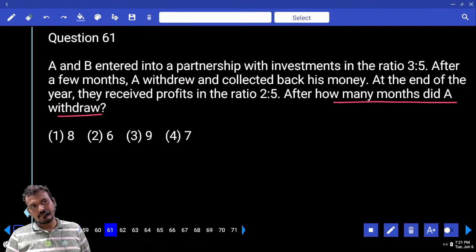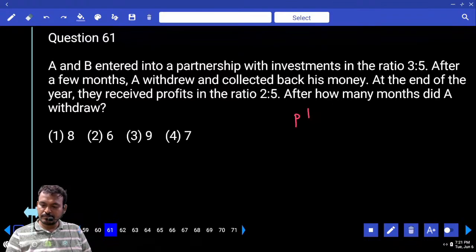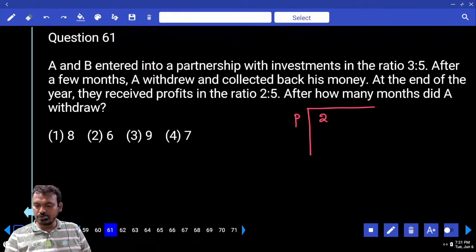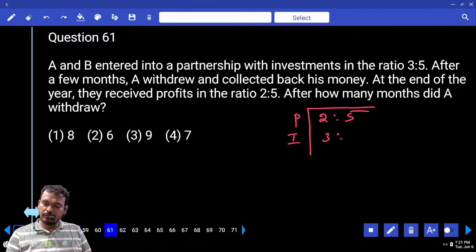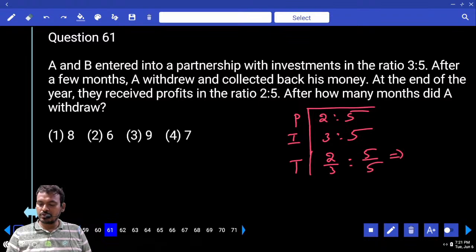Then B's capital is used for how many months? Which one has left? A left. Then B's capital is used for 12 months. But we require which one's time? A's time. First, what is the profit ratio? 2:5. What is the investment ratio? 3:5. We know the profits and the investments, but we require the time. Time is profit by investment, that means 2/3 and 5/5. What is the ratio? 2:3.